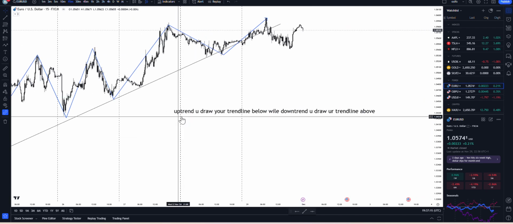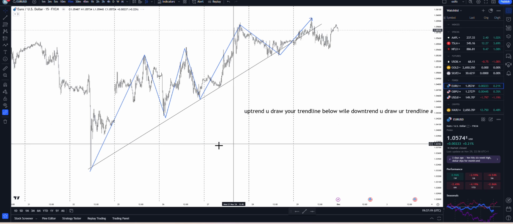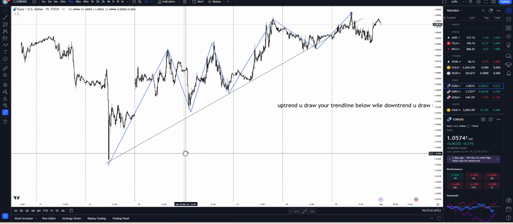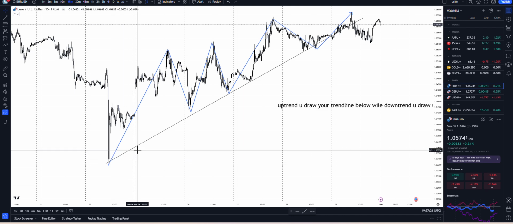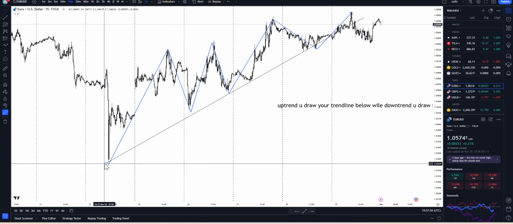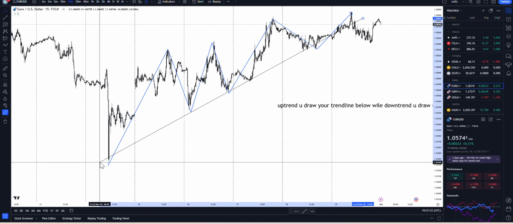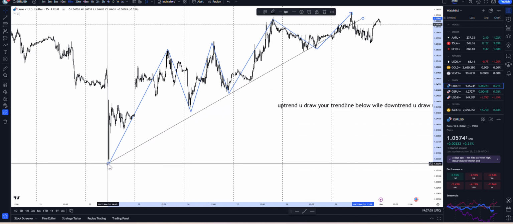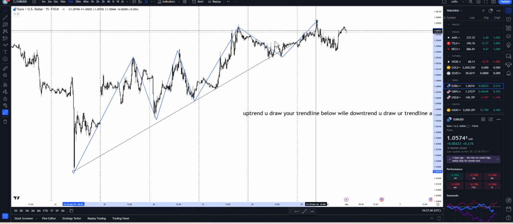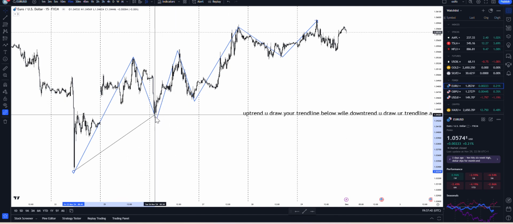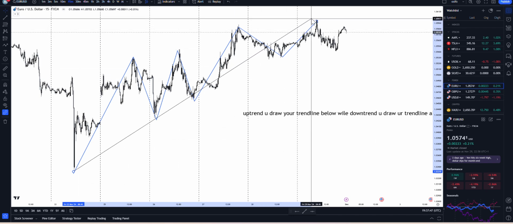Okay. So uptrend, you draw your trend line below, and then downtrend, you draw your trend line above it. So this is an uptrend chart here. That's why my trend line is drawn from below, right? What you want to do is put your trend line at the point where the movement started. This is where this uptrend started, right? And then you connect it to the next level here, which is this guy. After connecting to this one, you draw it to extend it to the end.